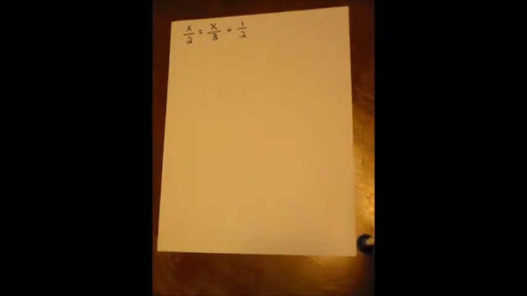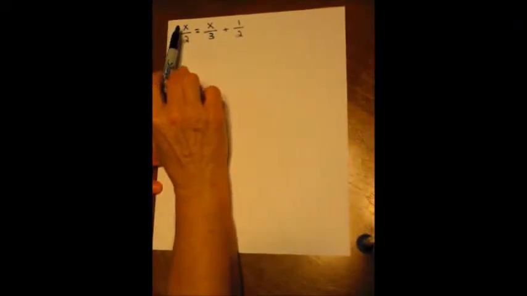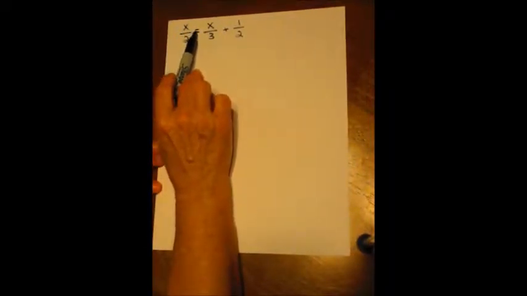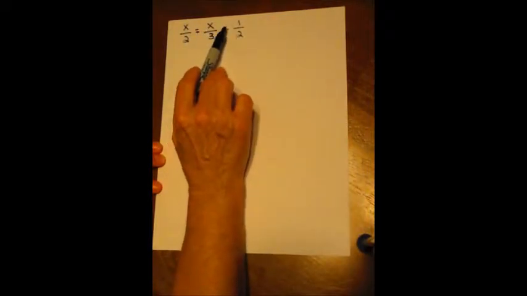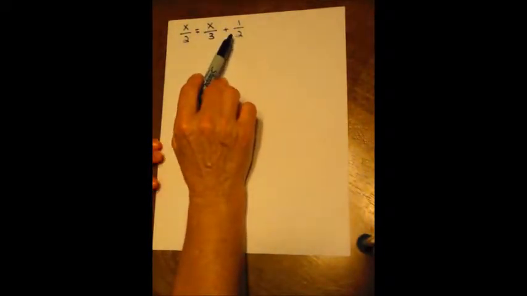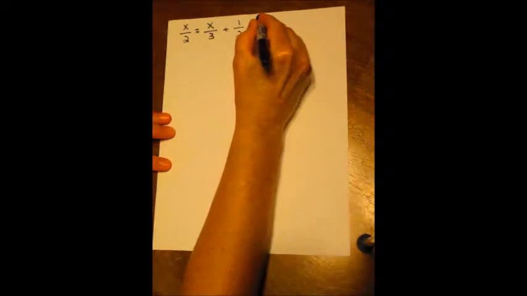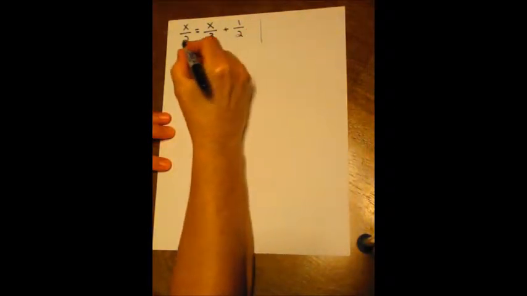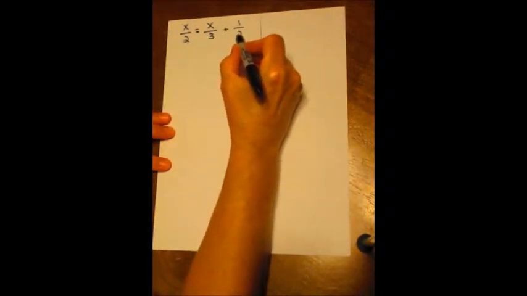Today we are clearing equations that have fractions. So I have the equation x over 2 equals x over 3 plus 1/2. I start by finding the LCD for these denominators, 2, 3, and 2.